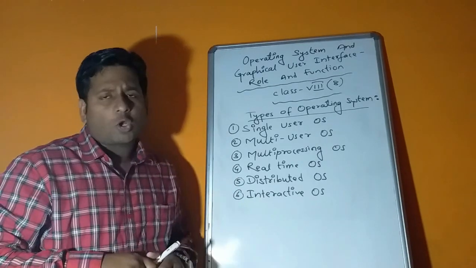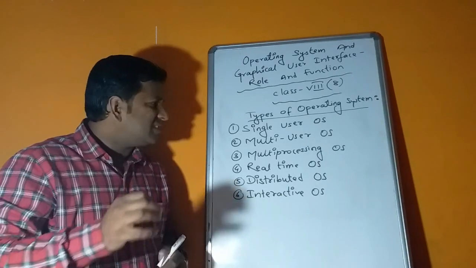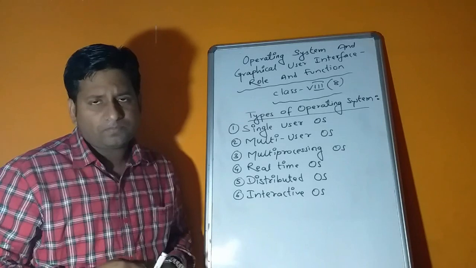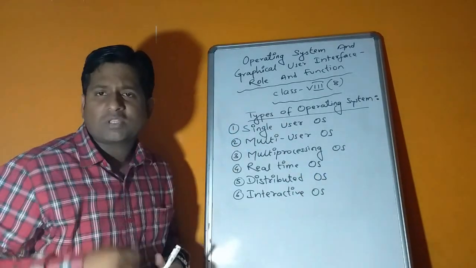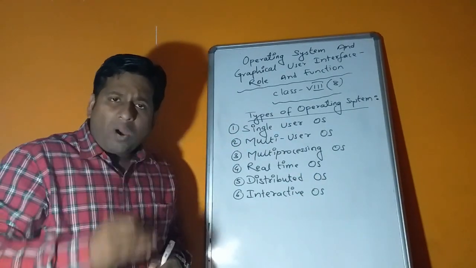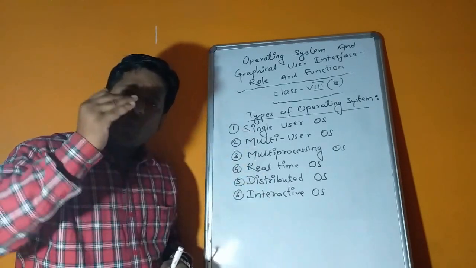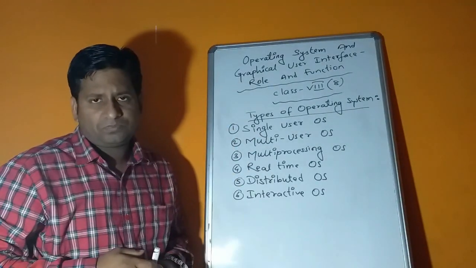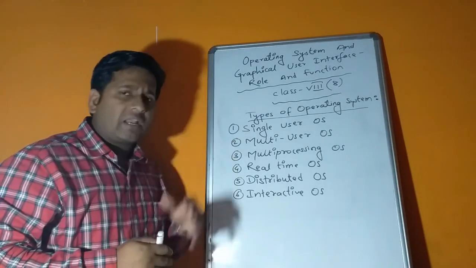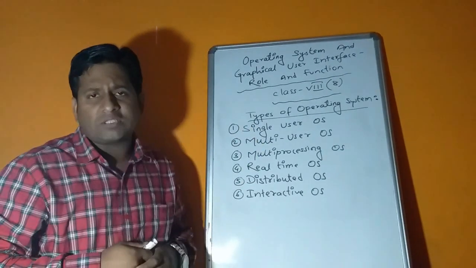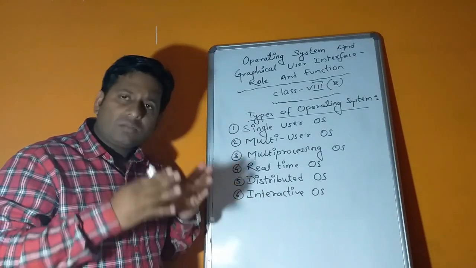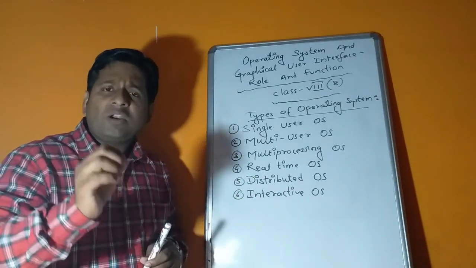So what is a single user operating system? As the name says, single user. Single means one. User means the person who uses the computer. So when one person uses the computer for one work, that is a single user operating system. This is a very old type of operating system. Nowadays it is not in use, but we still use it for troubleshooting.